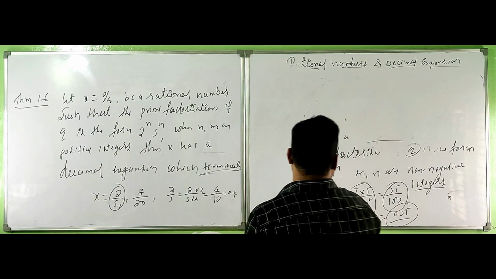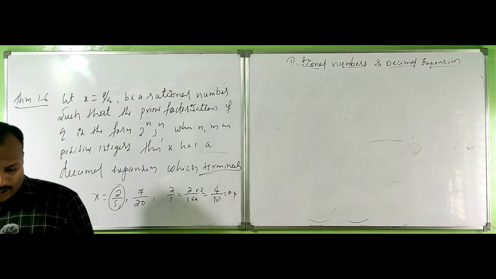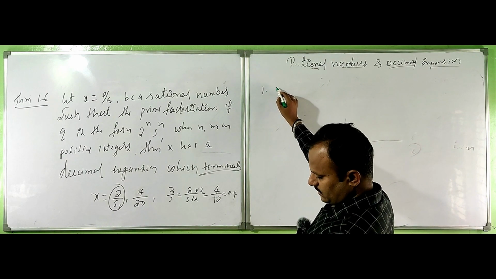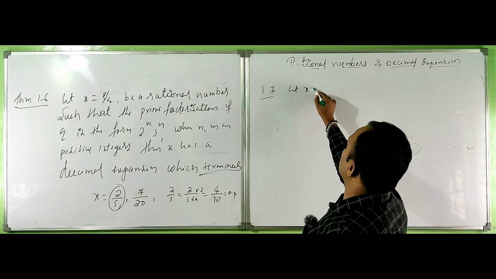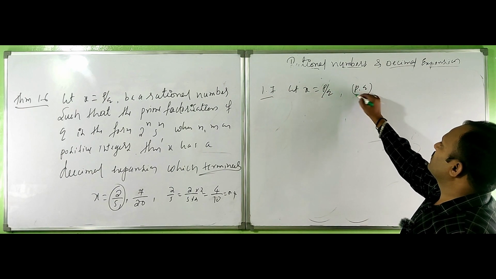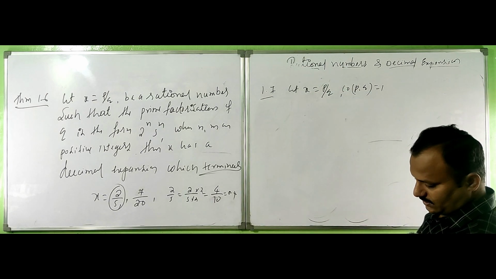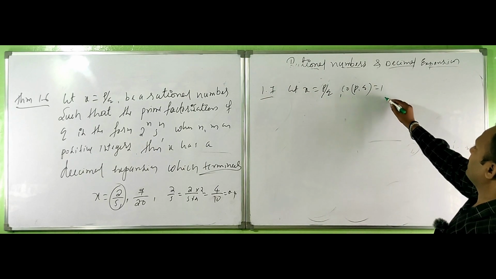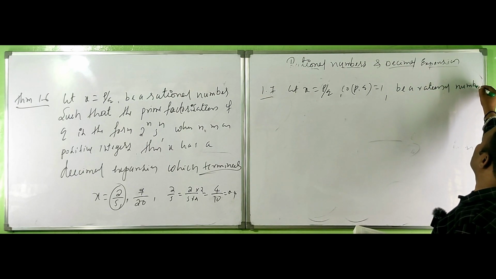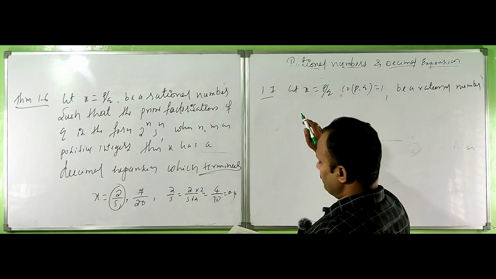One by 7 they have taken. Let's read the theorem first. Theorem 1.7: Let x is equal to p by q, where p and q are co-primes, be a rational number such that the prime factors of q are not in the form of 2 to the power n, 5 to the power m.